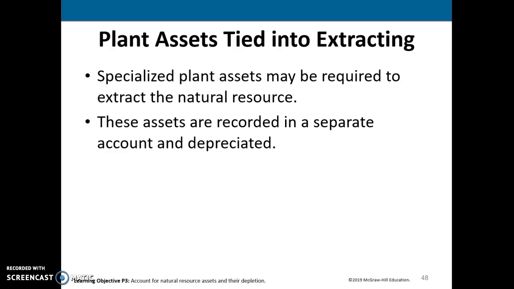All right, so sometimes we might have assets that are tied into those natural resources. Like we might need a machine to help us get that natural resource out of the mine. So in that case, we're going to make sure that we account for them separately, because plant assets and natural resources are still accounted for separately. They're depreciated and depleted separately.